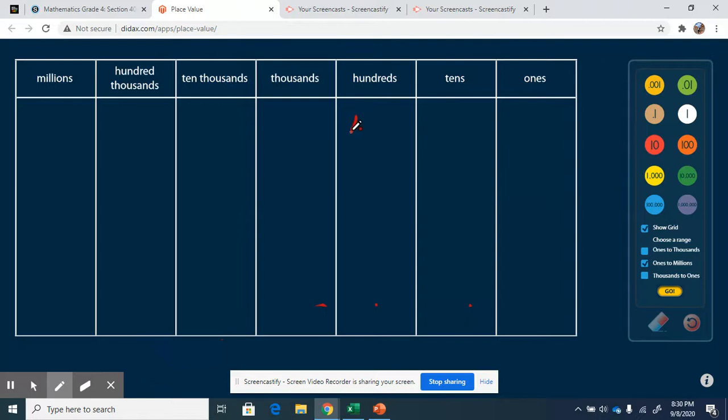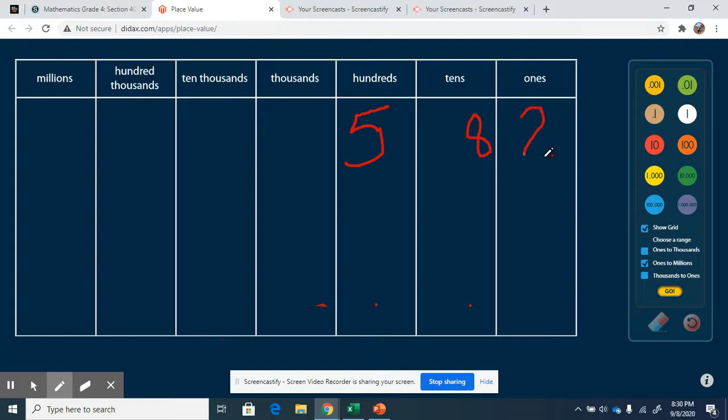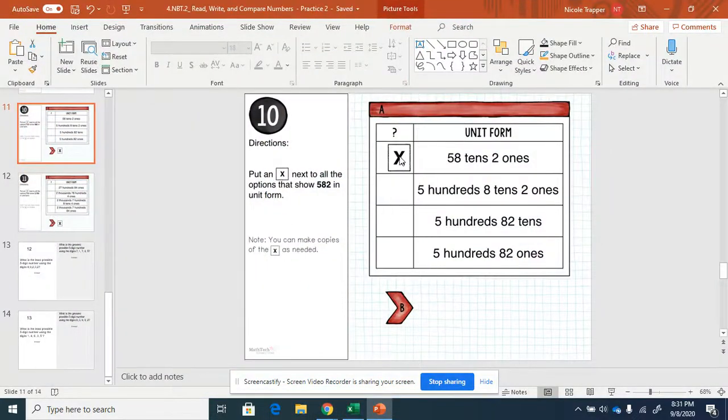So if I have 58 tens, I know that I can't keep those 2 numbers there. So I have to take the number that's in the larger place and move it over to the hundreds, because if I have 50 tens, that's the same as 500. So I'm going to erase this 5 out of the tens place. And the other part said 2 ones, so I'm going to put a 2 in the ones place. That says 582, so I know that this one is correct with 582.